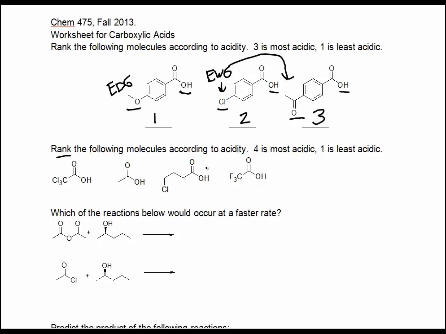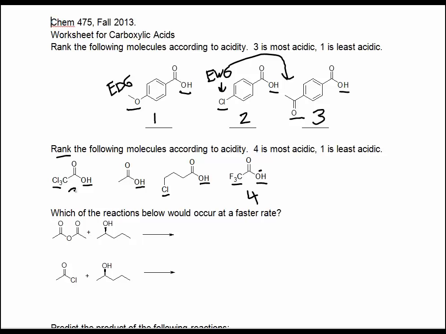Here's some more rankings of acidity, and here we have just a standard carboxylic acid, no aromatic group. We have different length chains, and we have different electron withdrawing groups present, or no electron withdrawing groups present. So in this case, we want to look at the type, the number, and the location of the electron withdrawing groups. Chlorines are electronegative, but fluorines are more electronegative, and so this molecule, trifluoroacetic acid, is the most acidic. These have the greatest electron withdrawing ability, and so they'll stabilize the O- to the greatest degree.